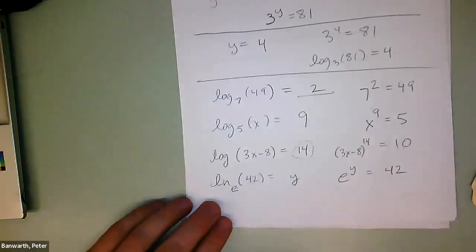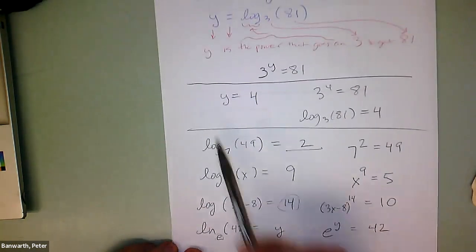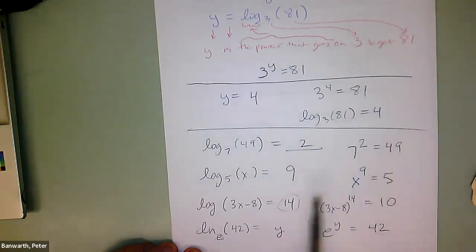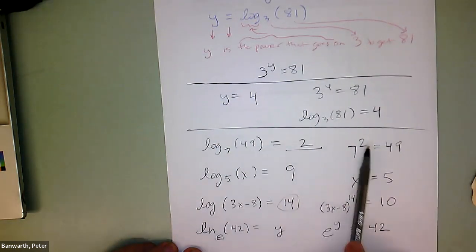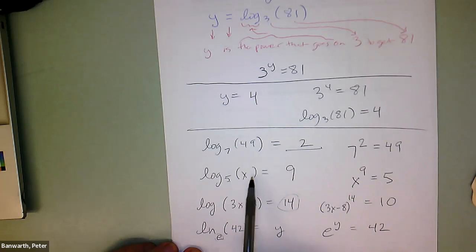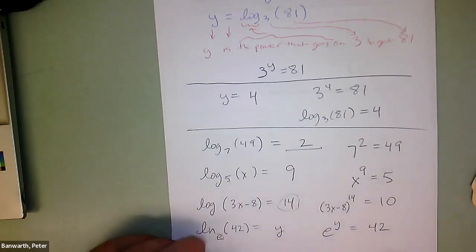If you're not super familiar with logs, just practice saying the sentence every time. 2 is the power that goes on 7 to get 49. 9 is the power that goes on 5 to get x, and so on.